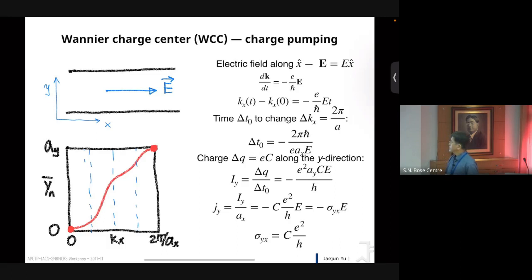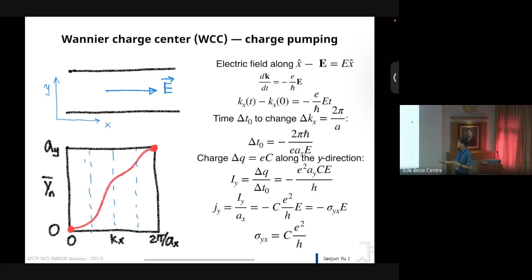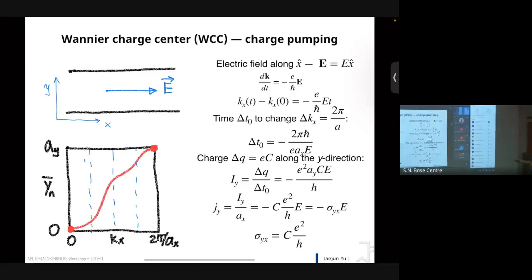Now, for the time to change along kx, it will evolve from 0 to 2 pi over a by the electric field. But how long would it take? Previously, I said this is a parameter that I just move by hand, but this is a physical system, where by applying an electric field you can change the crystal momentum k from 0 to 2 pi over a in a time of delta t0. This delta t0 can be calculated by putting delta t0 here, then this difference is supposed to be 2 pi over a. So the time is calculated like this.